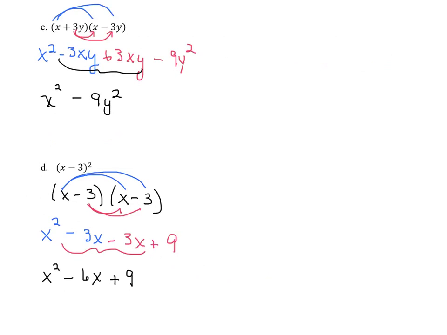Cool? On part C, these guys are called conjugates of one another. They're the same, but just the signs are opposite. These guys are just the same, so that middle term is not going to cancel out.